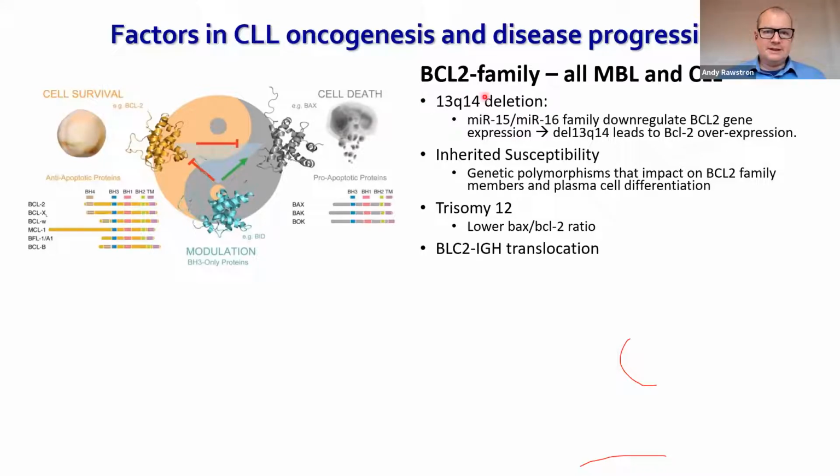So you can have 13q14 deletions in a proportion of patients. There are inherited susceptibility factors that just alter the balance of pro and anti-apoptotic factors. So, for example, the genes that are common in Europe in CLL patients are virtually absent in African populations. So that's one of the underlying factors that may lead to the ability to develop a CLL type population. And a variety of other things that are maybe less common, such as a BCL2 IgH translocation.